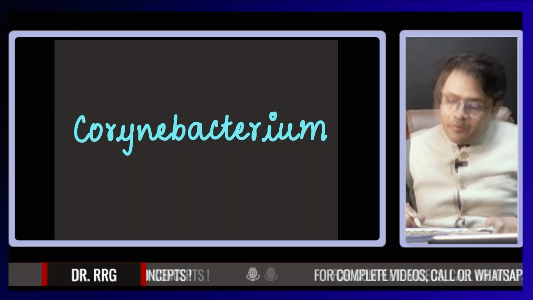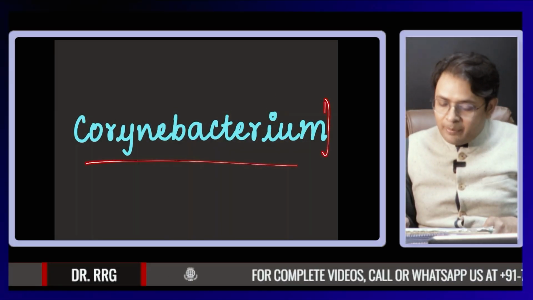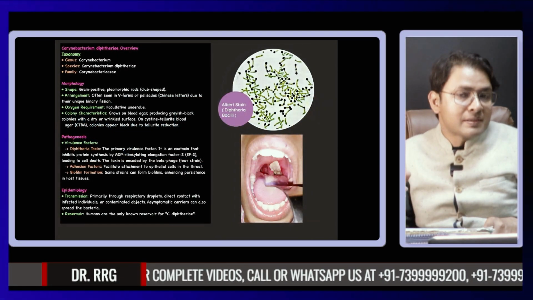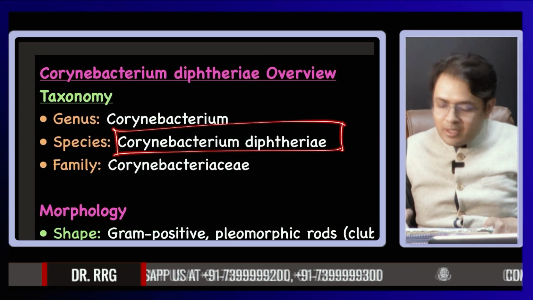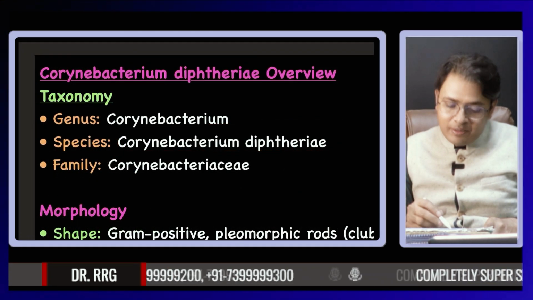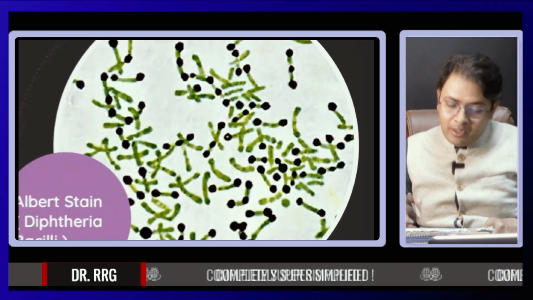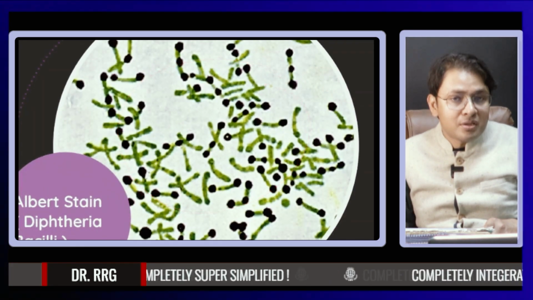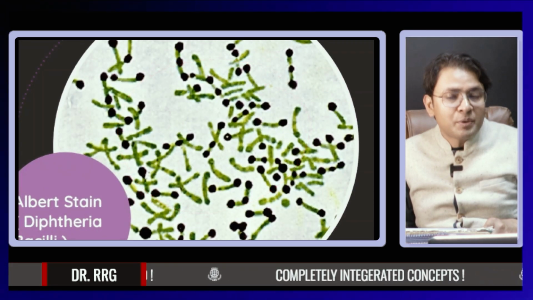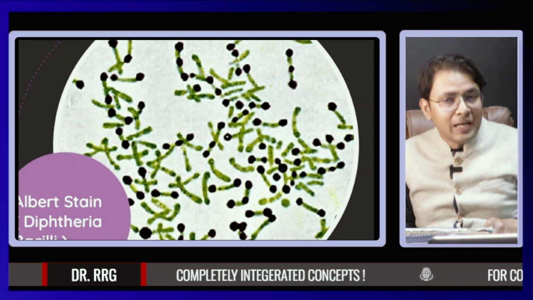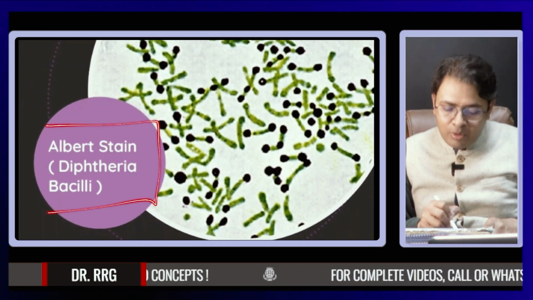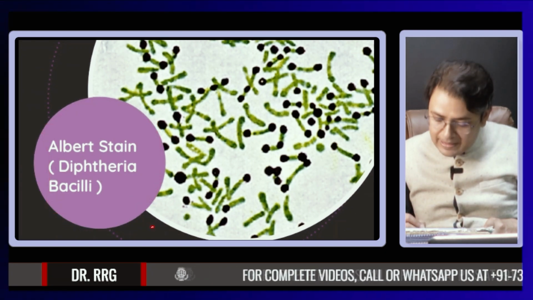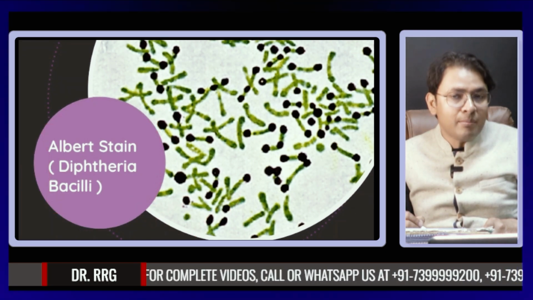Hello friends, our today's topic is Corynebacterium, in which we will discuss a very important species, that is Corynebacterium diphtheriae. They cause diphtheria. They are gram-positive bacteria, but we can use some special stain to visualize the presence of these bacteria. The stain is Albert stain. Here we can see the presence of these bacteria.